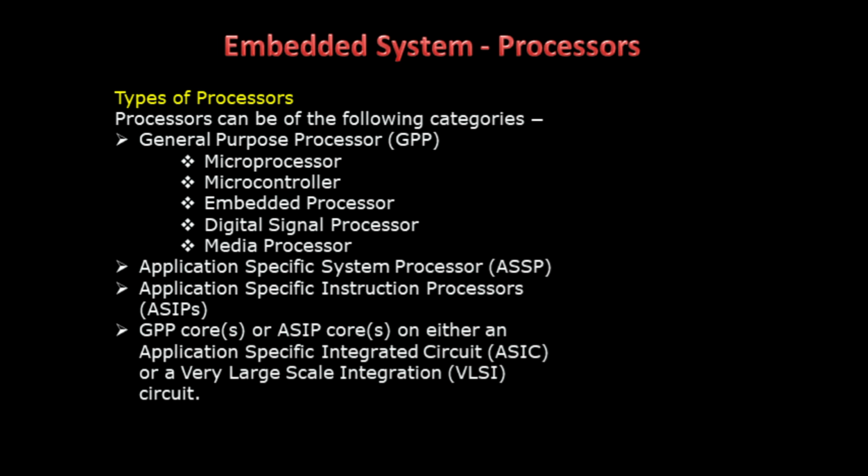Next, the types of processors associated with our embedded system. The following categories of processors are used by embedded systems. General purpose processors, for example microprocessor, microcontroller, embedded processors, digital signal processor, simply called DSP, and media processors. These are all categorized as GPP, general purpose processors. Second category, application specific system processor, ASSP, application specific instruction processors, general purpose processor core, or application specific integrated circuits, or VLSI chip, that is very large scale integration circuits. These are all types of processors which can be used by our embedded system.